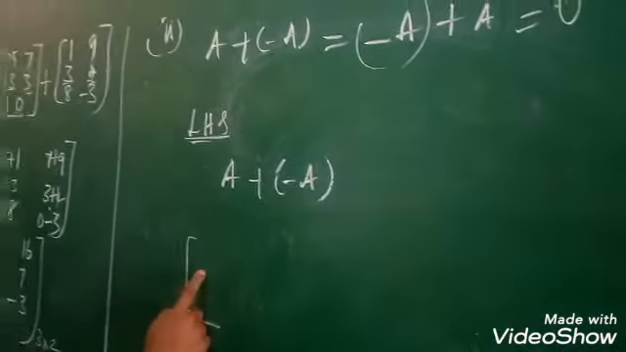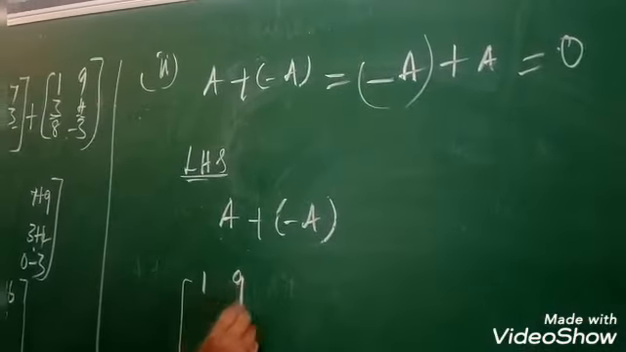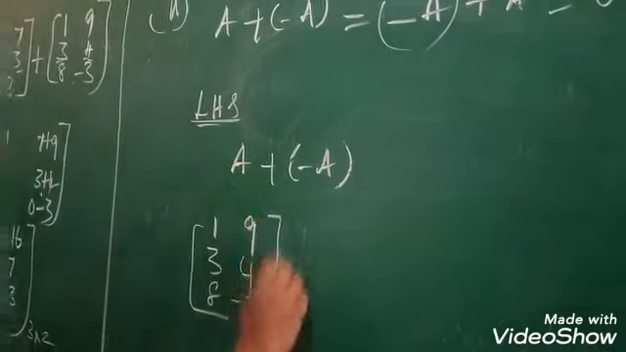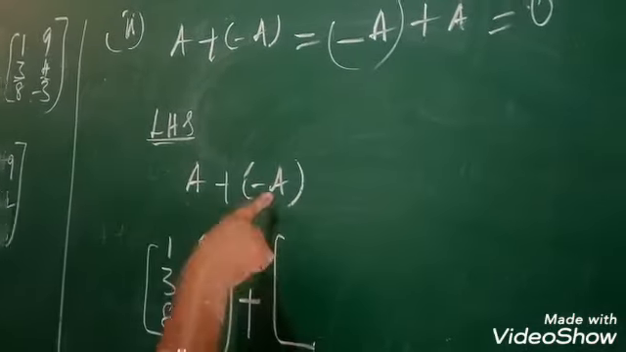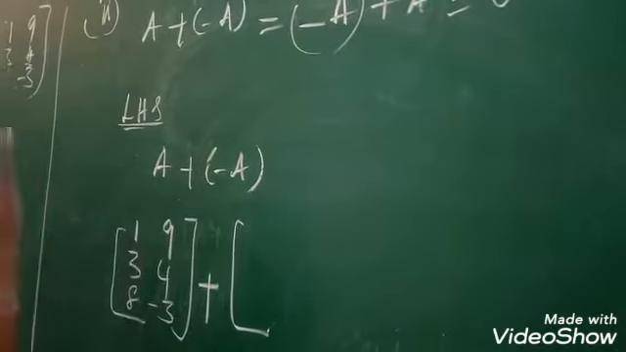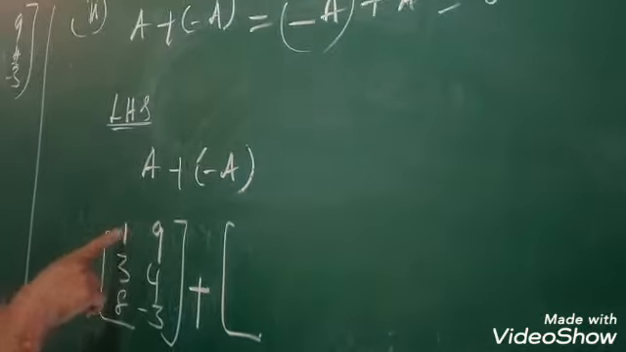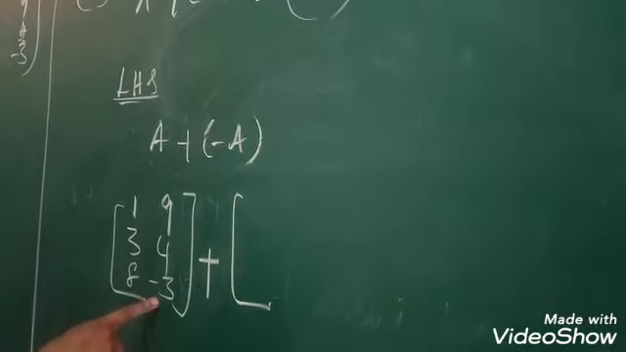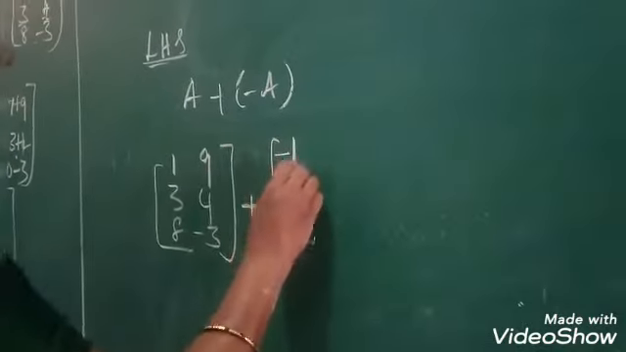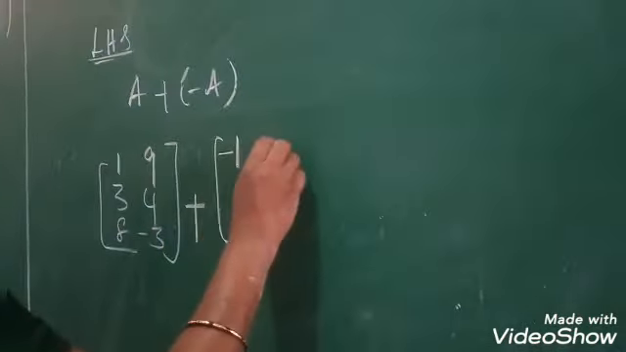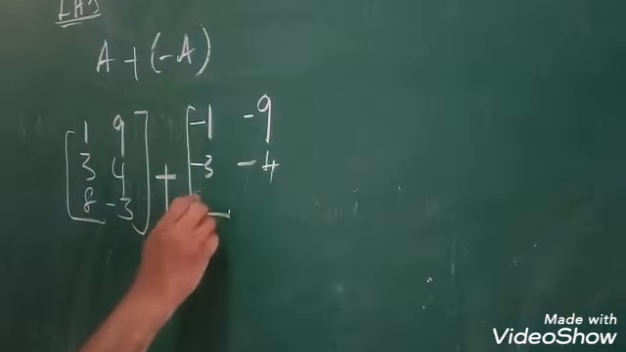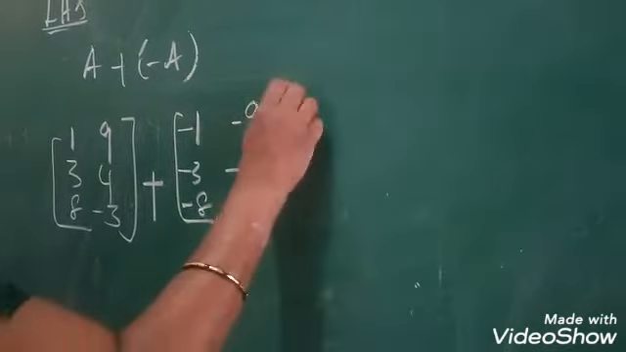First we want to write the A matrix. What is given? 1, 9, 3, 4, then 8, minus 3. This is called the A matrix. Then minus A means negative of A. Negative means the symbol should be changed. Here all the elements are positive, only the minus 3 is negative. But the 1 should be changed to minus 1, the plus 9 changed to minus 9. Here also minus 3, minus 4, minus 8, plus 3.